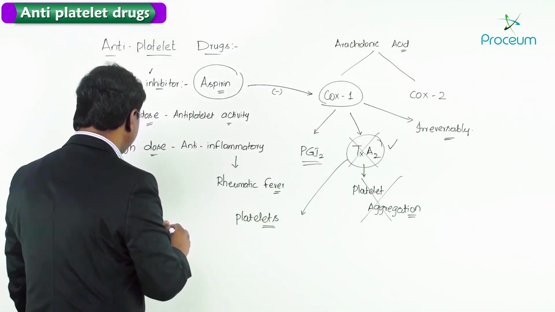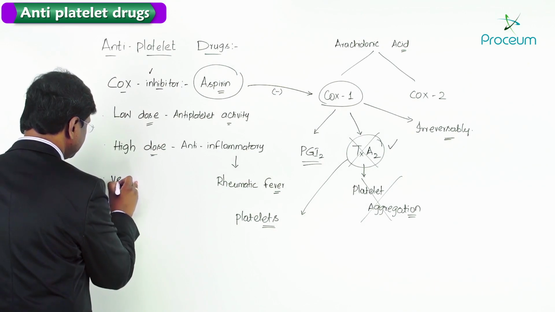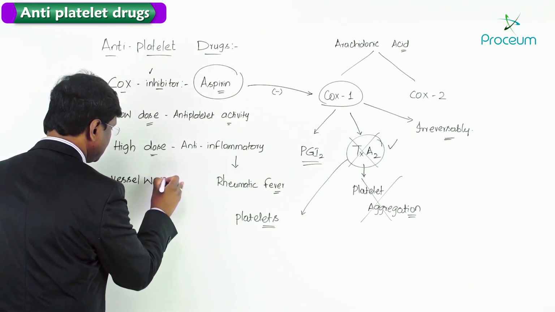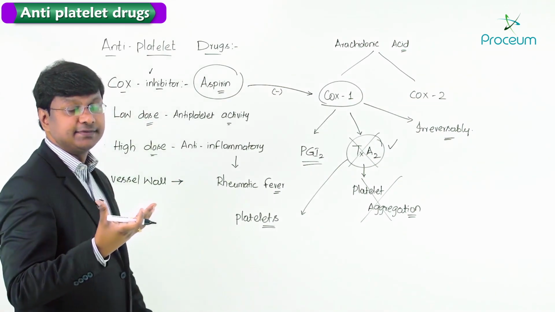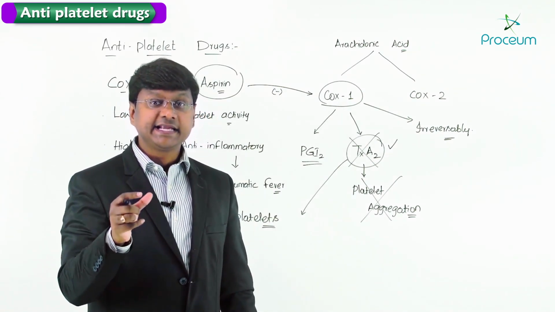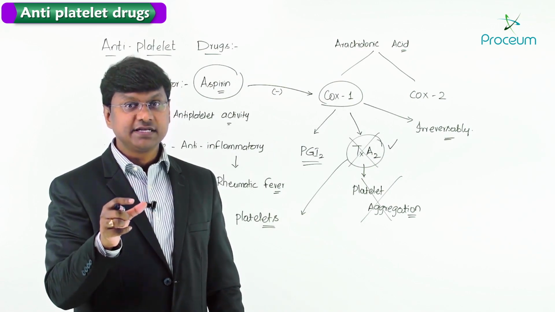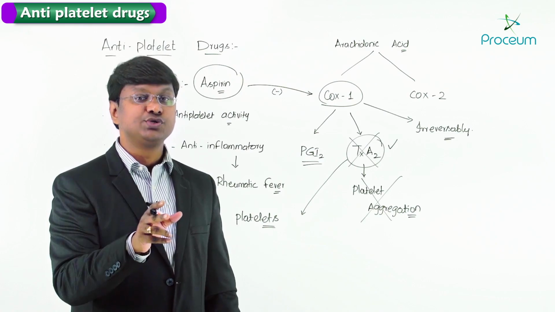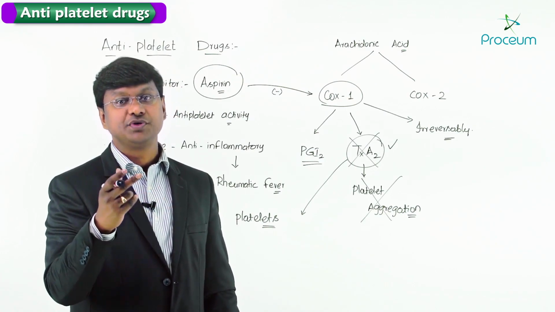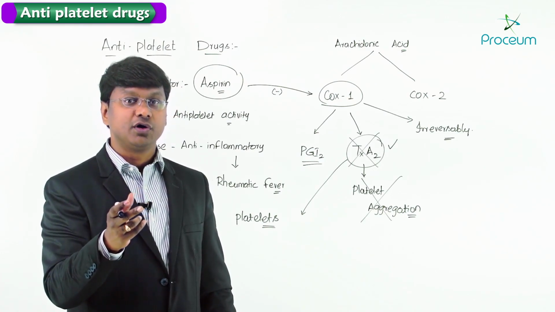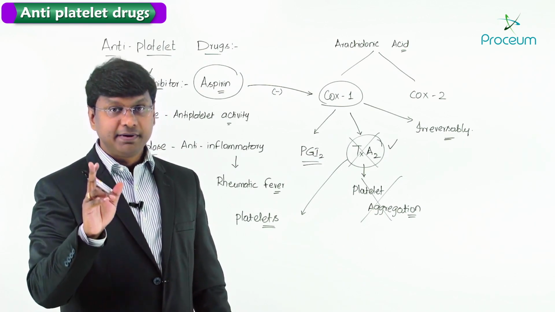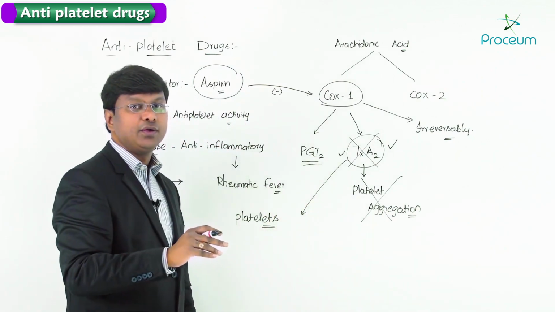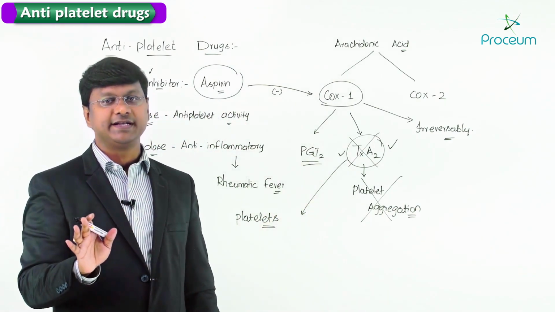Whereas if you take the vessel wall, the endothelium of the vessel contains a nucleus, and thus it can resume the synthesis of the enzymes required for the formation of prostacyclins. But thromboxane A2 synthesis will occur only when there is synthesis of new platelets.